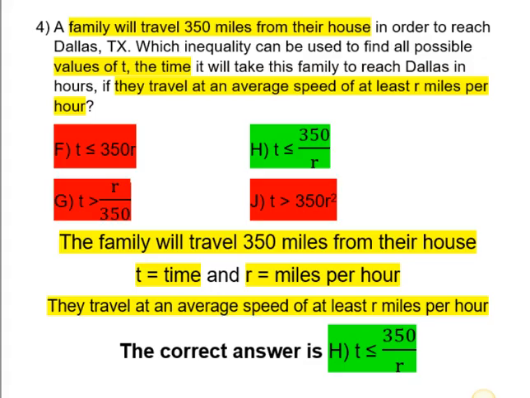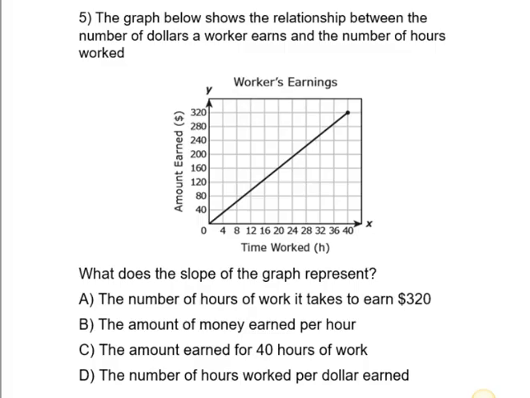Let's go to question number 5. Hopefully you're hanging in there with me. The graph below shows the relationship between the number of dollars a worker earns and the number of hours worked. Again, the graph below shows the relationship between the number of dollars a worker earns and the number of hours worked. What does the slope of the graph represent?